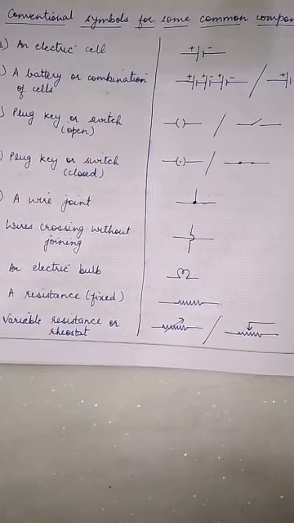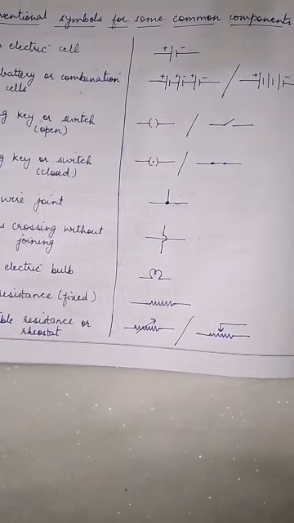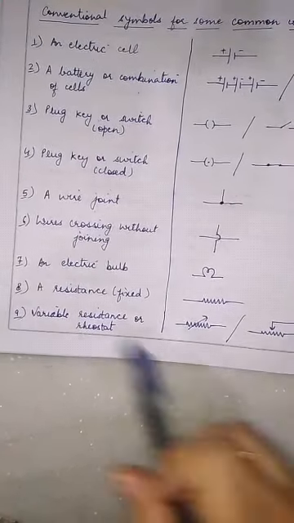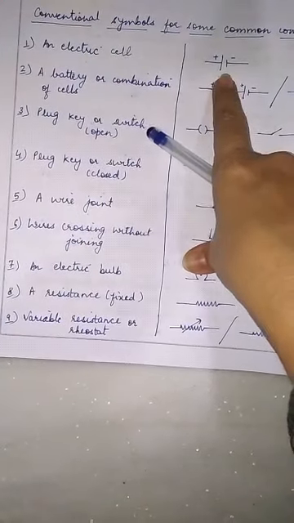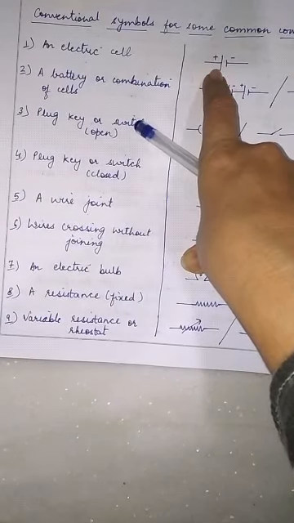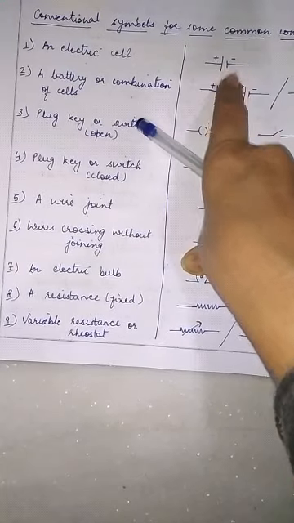Okay, today we will discuss the conventional symbols for some common electrical components. First is an electric cell. This is the symbol of an electric cell: one bigger line and one smaller line. The bigger line shows the positive terminal and the smaller line shows the negative terminal.